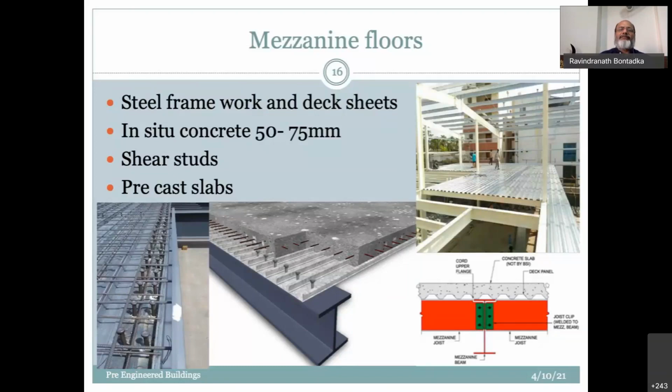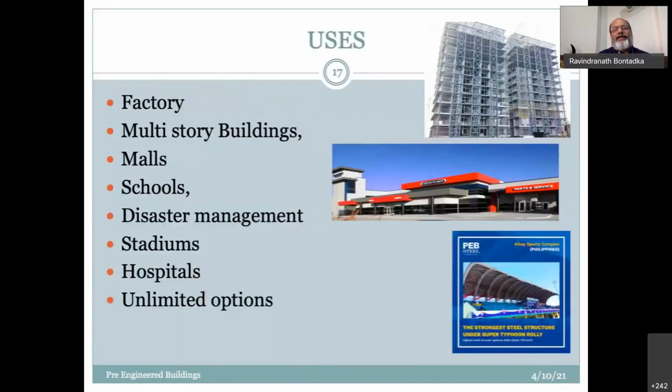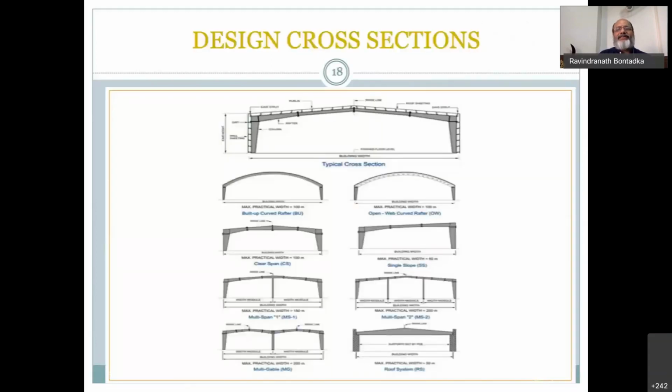Or you can avoid these decking sheets, and you can go for precast slabs also. So these kinds of mezzanine floors are possible here. You can see where all it is being used: pre-engineered buildings. And these are the design cross sections which we adopt here.